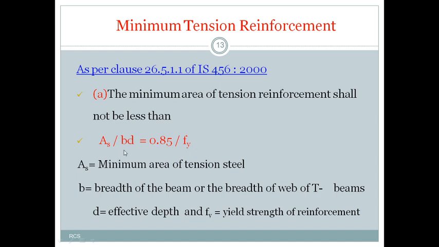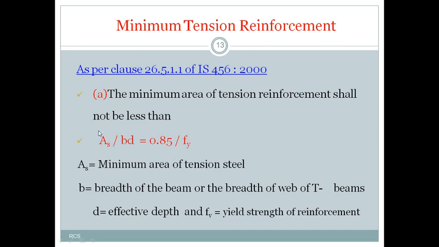That is, As by bd is equal to 0.85 by fy. You know, As is the minimum area of tension reinforcement. bd is nothing but b, the width of the beam, and d, the effective depth of the beam. Here fy is the yield strength of steel, that is dependent upon what grade of concrete and what grade of steel we are providing, right? So according to this formula, we can calculate the minimum tension reinforcement. The provided tension reinforcement shall not be less than this As value.